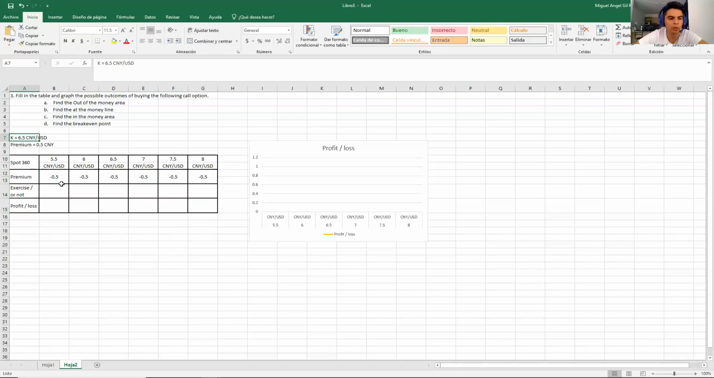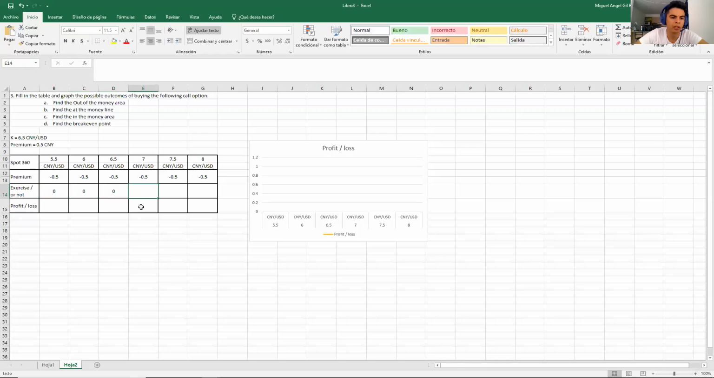5.5, where do I want to buy my dollar? At 5.5 or at 6.5? At 5.5, right? Because it's cheaper. That means no exercise, so 0. In the next one, again, it's cheaper. 6 is cheaper than 6.5, so 0. At 6.5 and 6.5, I don't really care, so I will write 0.